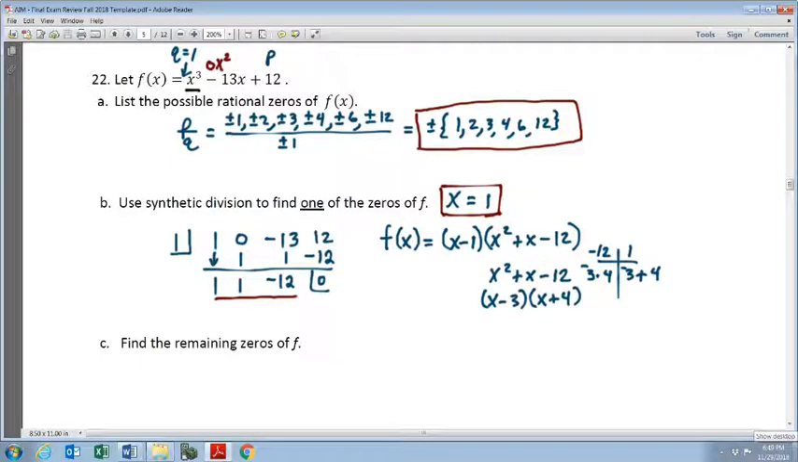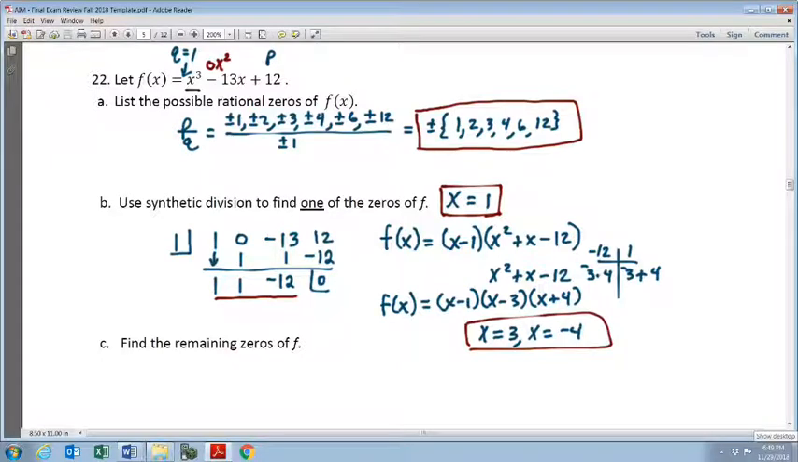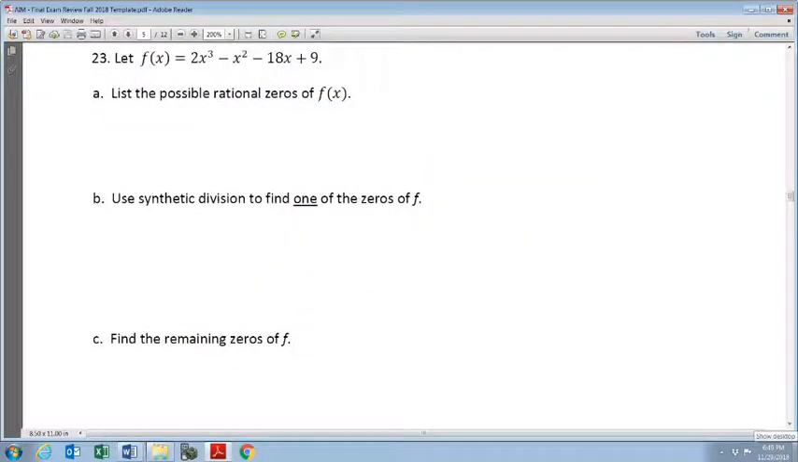And so when we factor, we get x minus 3 times x plus 4. Now, the complete factorization would be that there. But we were asked to find the remaining zeros. So we've got a 0 of 3 and negative 4 in addition to the one that we already got. Let's move on to the next one.